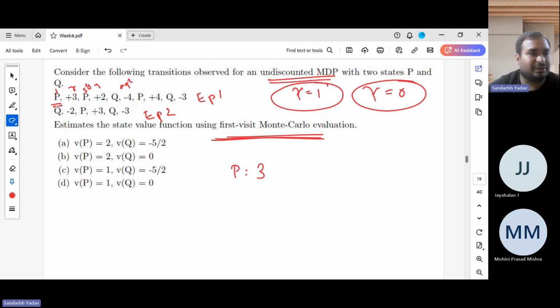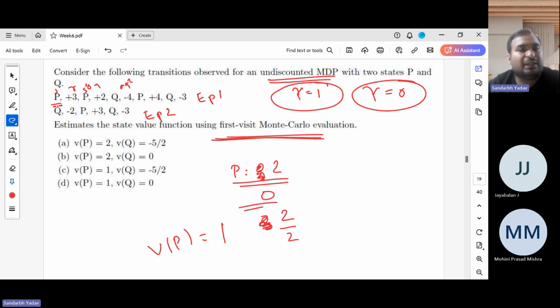P. This is the first visit of P. So plus 3 minus 3, so we get 0. But these are two episodes. Oh no, it was not 3, right? 3 plus 2, 5, 5 minus 4, 1, 1 plus 4, 5 minus 3 equals 2. So 2 divided by 2. So the value of P, because there are two episodes, right? For every episode there will be one value, and you divide by 2. So the value of P is 1, right?